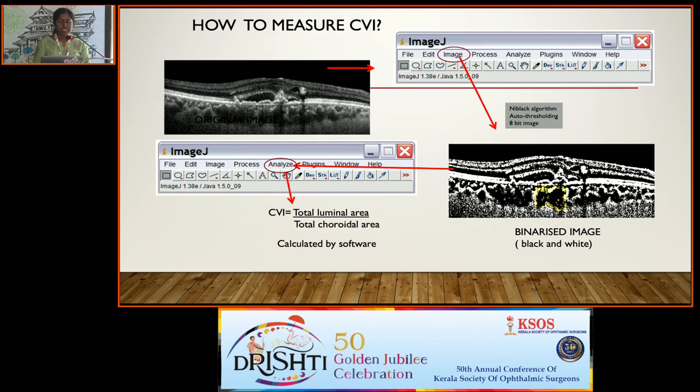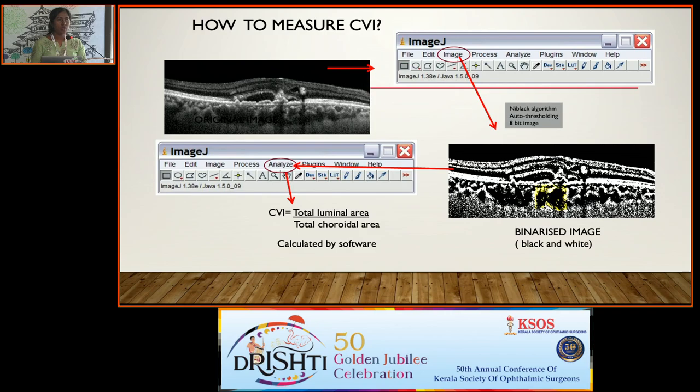In binarized image, we can see black and white areas. Black areas represent the luminal area and the white areas represent the stromal area. Then using the ImageJ software itself, we obtain stromal choroidal area. Then 100 minus stromal choroidal area, we will get the luminal choroidal area. Choroidal vascularity index is actually total luminal area by total choroidal area.